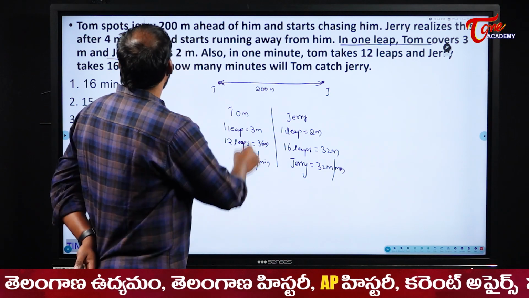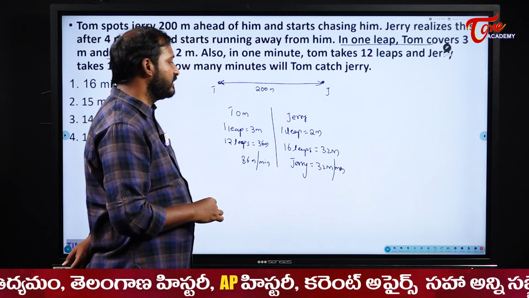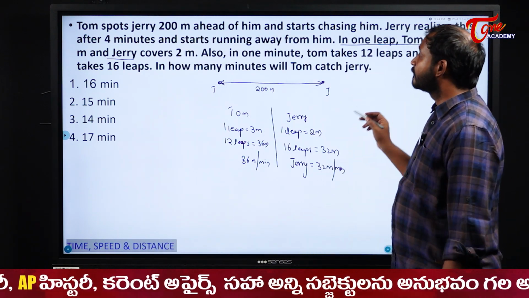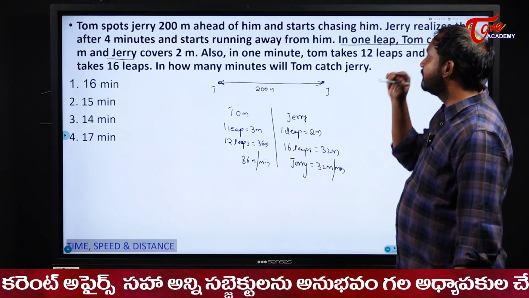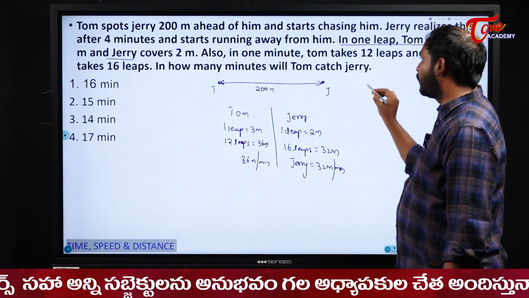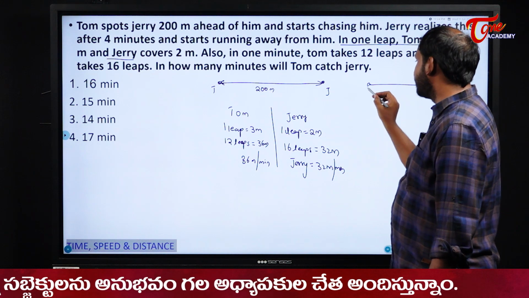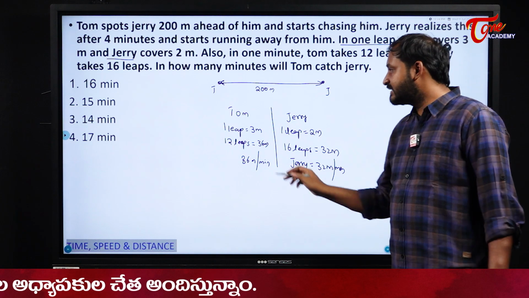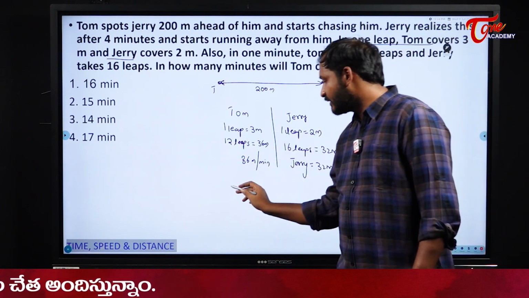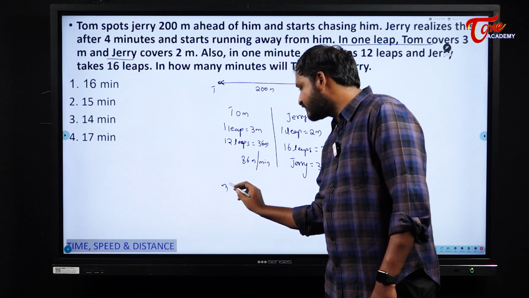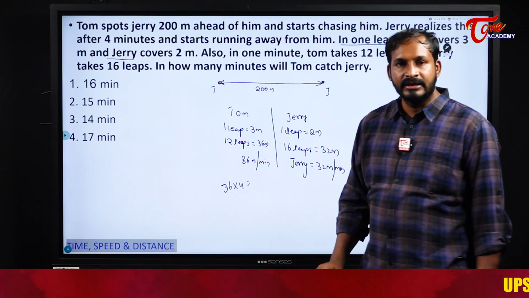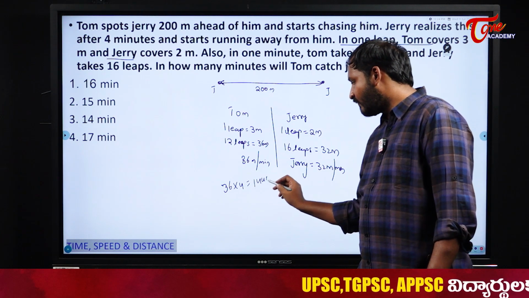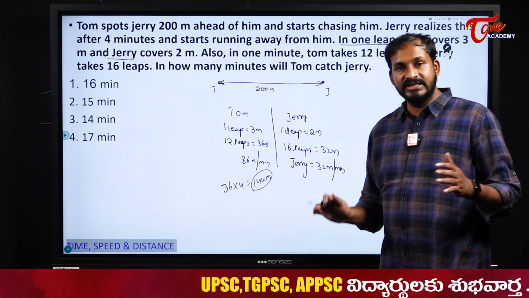Next. After 4 minutes, Tom spots Jerry 200 meters ahead of him and starts chasing him. In the first 4 minutes, what is the distance covered by Tom, not Jerry, sorry. The distance covered by Tom in 4 minutes will become 36 into 4. What does it become, students? 144 meters.